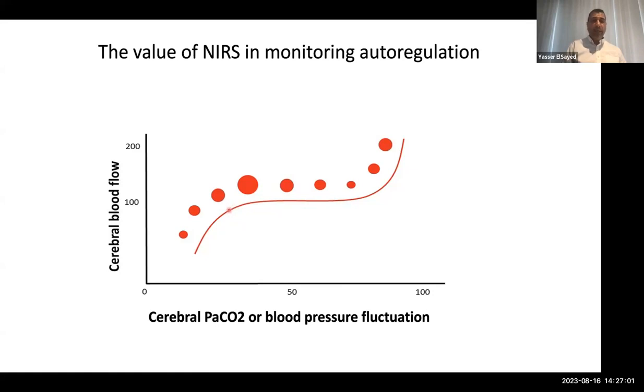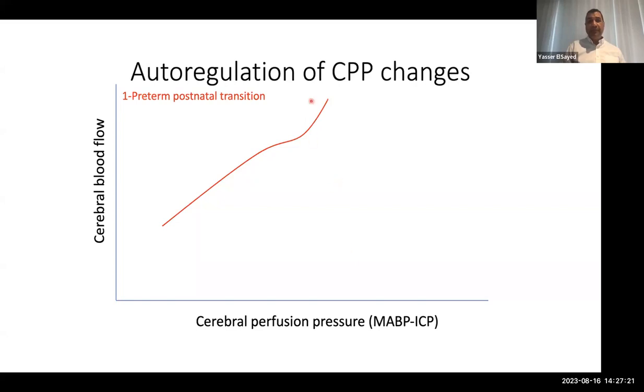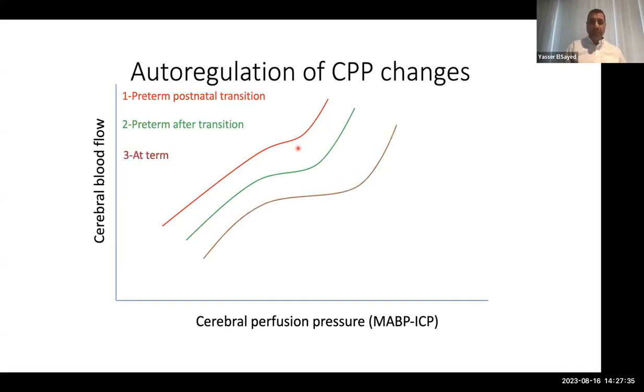But if the fluctuation is beyond the range of autoregulation, then the cerebral blood flow relationship will be more linear, decreasing or increasing, probably causing brain hemorrhage, like an IVH, for example, in a premature infant. Unfortunately, in very premature infants early in life, the autoregulation curve is almost linear. There is a very small range of autoregulation, and it usually matures beyond the postnatal transition. With more maturation, the autoregulation curve will become wider and wider, and then at 1 year of age it will be almost the same as an adult.